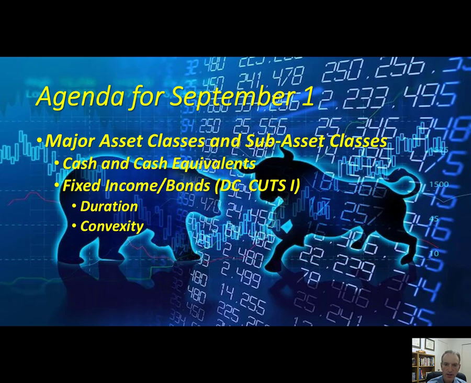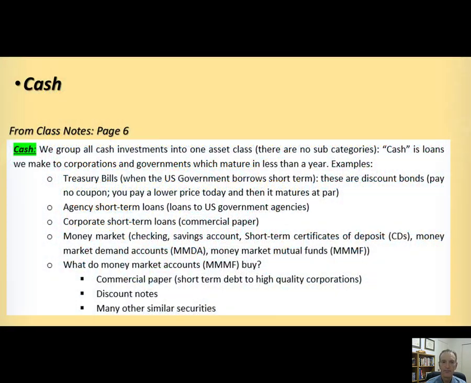So let's start with cash and cash equivalents. With cash, this comes from page 6 of the class notes. There's only one asset class for cash. We don't have sub-asset classes for cash. In fact, a lot of models don't even have cash listed as an asset class. It just depends on their theory. Cash is sometimes just, no one really allocates the cash. It's just something that's there in case they want some liquidity.